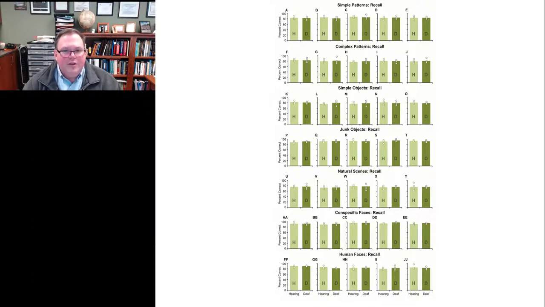So this is percent correct for that block of 25 trials. But the take-home message here is that there was no difference in the ability of the deaf animals or the hearing animals to remember faces that they'd previously learned to discriminate. So there was no advantage for the deaf animals in remembering faces they learned to discriminate, but there was an advantage of the learning of them.